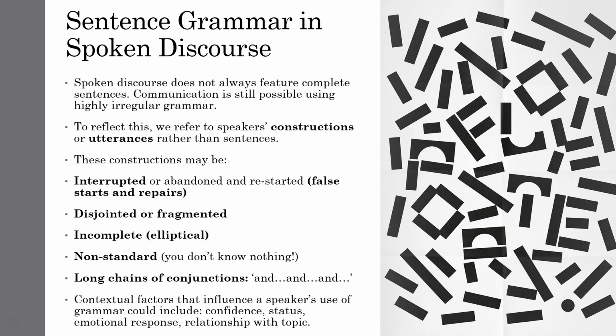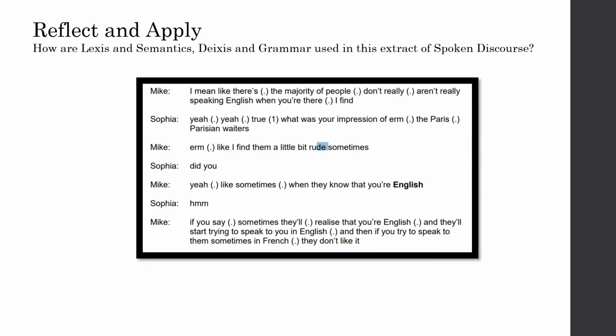Status, formality, emotional response: do we become more fragmented when we become more emotional? Well, possibly so. And whatever our relationship with the given topic is, these are all contextual factors that might influence the grammar of our spoken discourse. So with that, that's quite a lot of information.